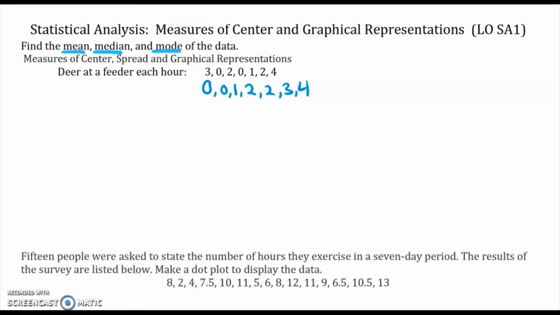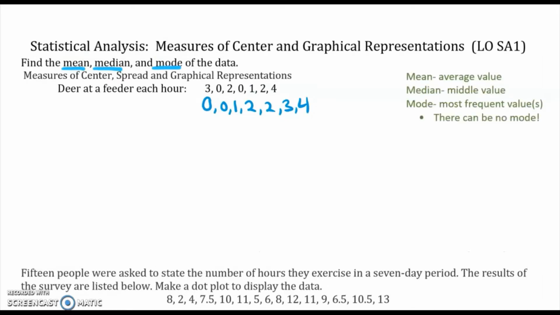And then that makes it much easier to do a couple of things. We can find the median pretty quickly, and we can also visually see the mode. So just remember, again, what do those three things mean? Mean is the average, median is the middle value, and mode is the most frequent value. Okay, so let's take a look at our actual data, and let's talk about these three measures of center.